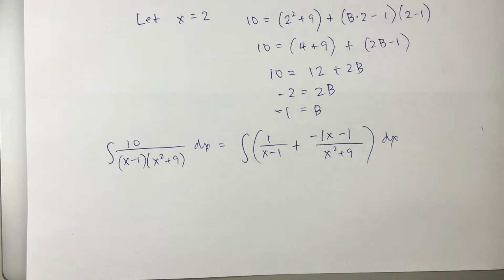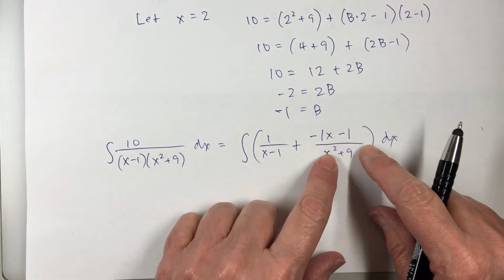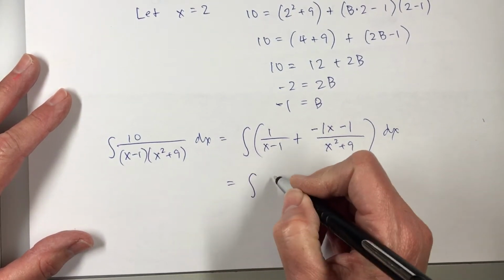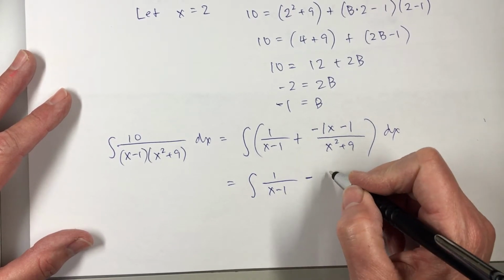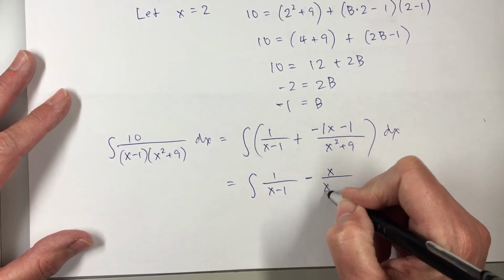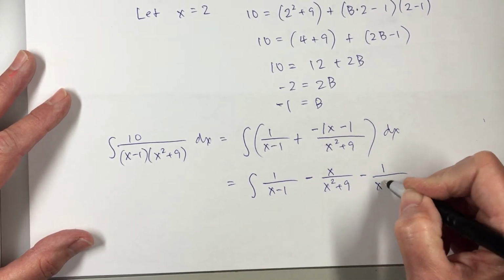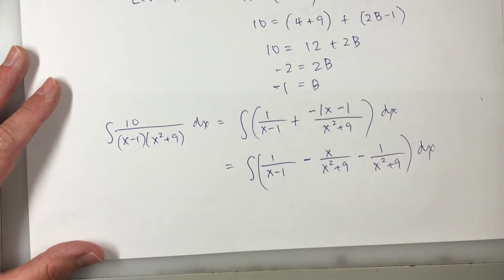Now from here, actually I talked about this yesterday, I think. When can you split a fraction? Look, I got negative x minus 1 in the top. I can write this as two fractions. The integral of 1 over x minus 1 minus x over x squared plus 9 minus 1 over x squared plus 9 dx.